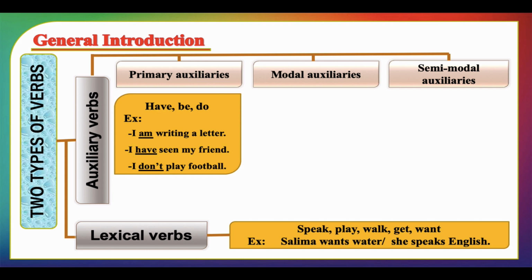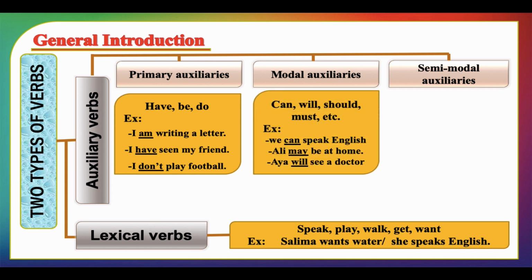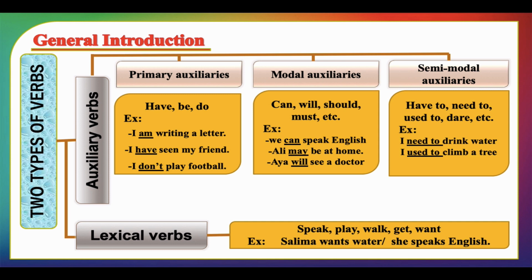But modal auxiliaries are can, will, should, must, and so on. For example, we can speak English. Ali may be at home. Aya will see a doctor. Semi-modals are have to, need to, used to, etc. For example, I need to drink water. I used to climb a tree. In our course, we are going to be specifically focused on modal auxiliaries and some of the semi-modal auxiliaries.